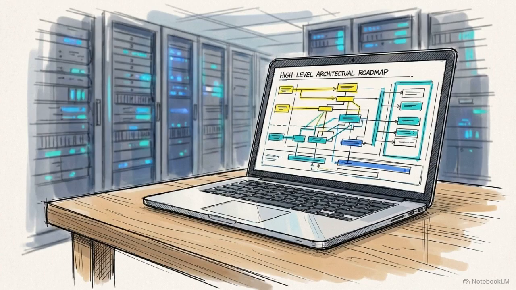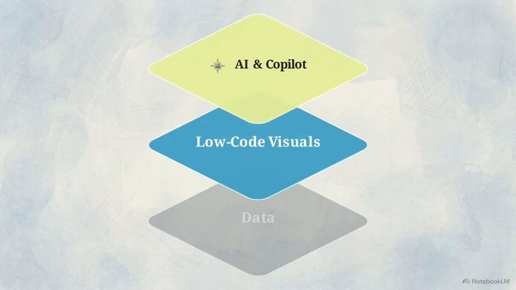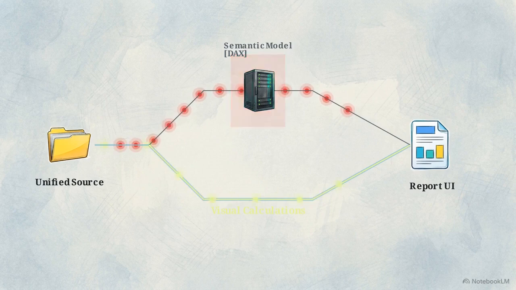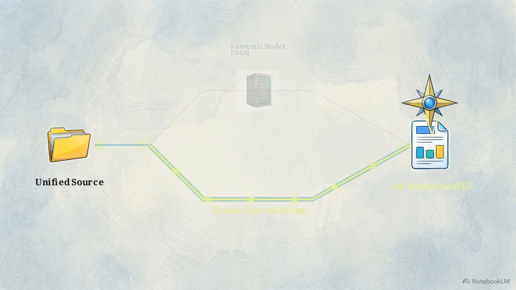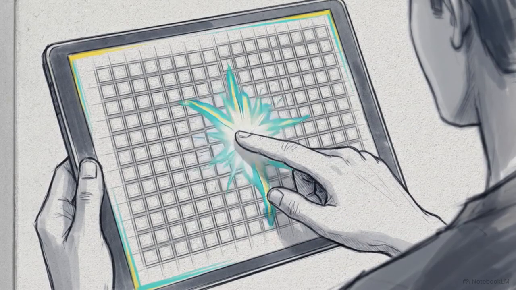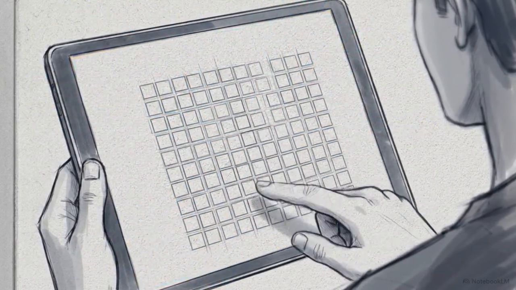The May 2026 release establishes a clear direction for the platform, a move toward low-code visual layers and automated insight delivery. The revised data pipeline shows the result. Data flows from a unified source, bypasses the heavy DAX node via a glowing visual calculation path, and terminates in an AI-augmented UI. This architecture lets developers build faster and maintain integrity while writing significantly less DAX. With translytical task flows and pixel-perfect layout controls, these reports function as interactive embedded applications rather than static data summaries.